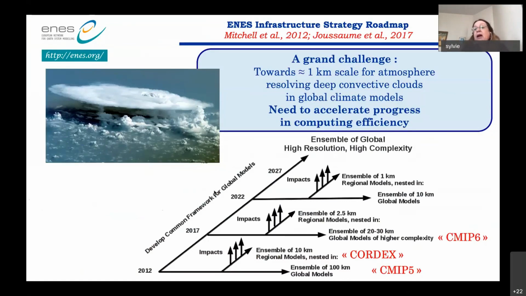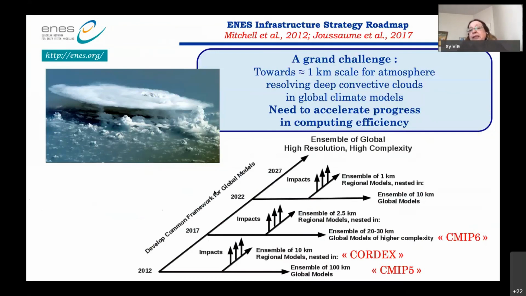For CMIP6, we are at the highest complexity, at 30 kilometers. There will be coming, I guess in coming years, ensembles at 2, 3, 5 or 10 kilometers for Cordex. And gradually we increase that. The problem is that we increase relatively slowly, because we have to follow the progress of the computers. We see as a grand challenge that ideally we could reach the kilometer scale for those global models, because then we would be able to resolve deep convection and small scale eddies in the ocean.